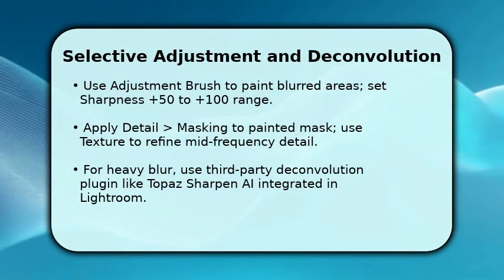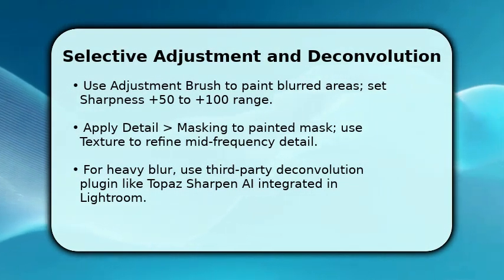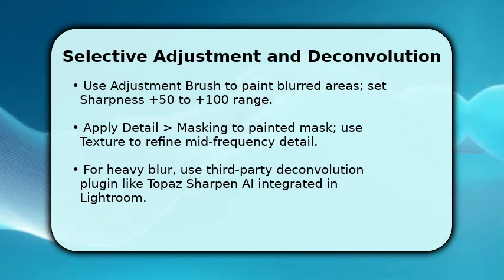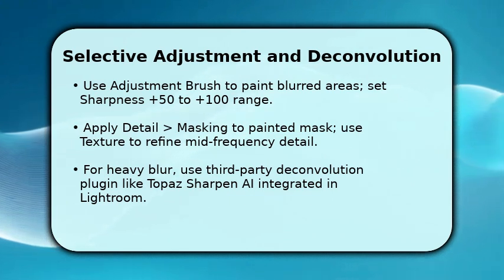Next, you refine by working selectively. Paint the adjustment brush over motion-affected regions and boost sharpness plus texture to bring back mid-frequency detail. While you paint, hold Alt/Option and watch the mask overlay so you avoid halos. This precision keeps backgrounds intact.